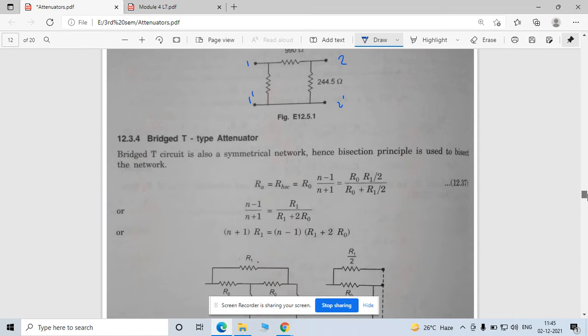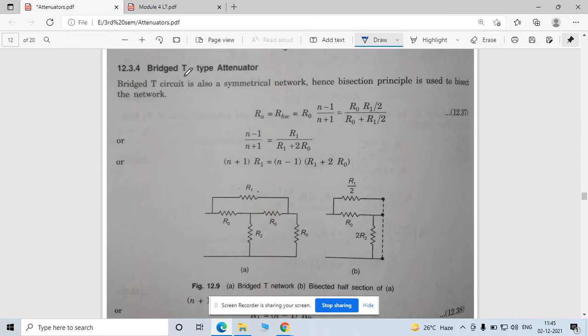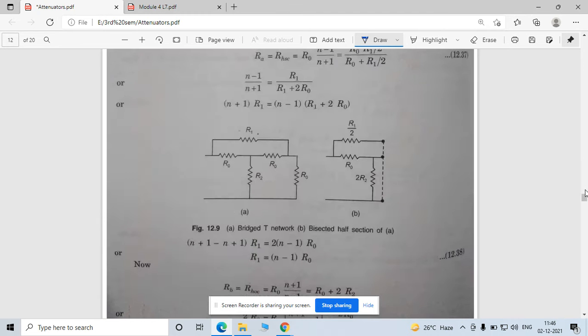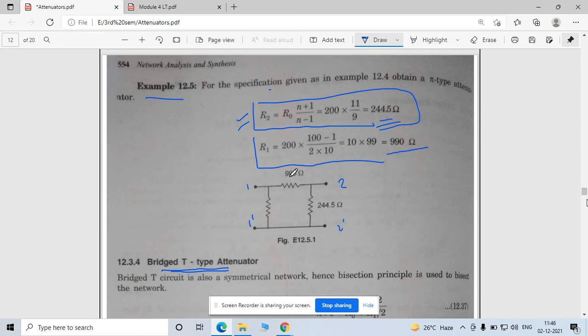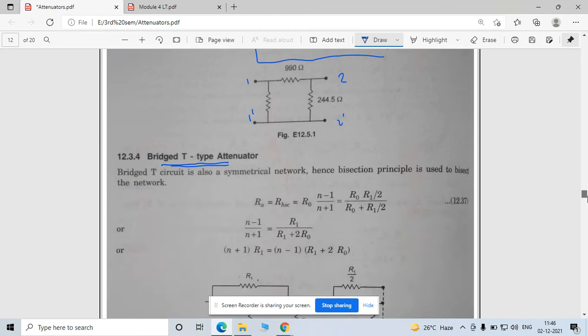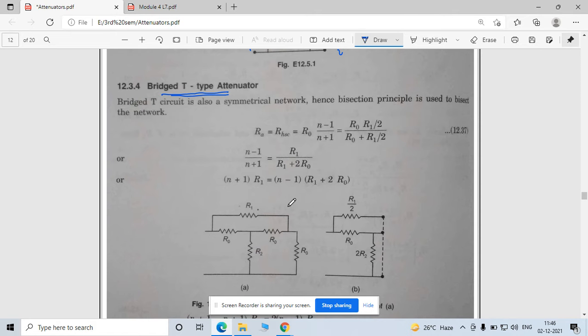Now the same way you can also realize your bridge T type of attenuator by comparing with your lattice form, right? Lattice network is your basic network, which is a symmetrical and balanced circuit. So that's why we are using that circuit for the unbalanced network. Now see, in this circuit you can also divide into two sections. It means you can also apply the bisection principle for this circuit.